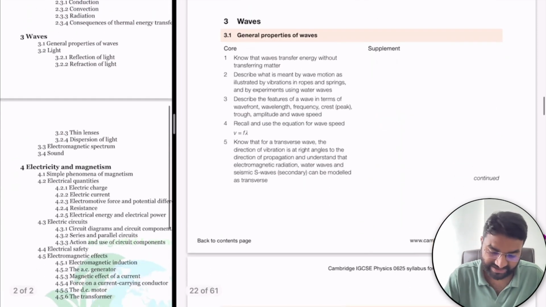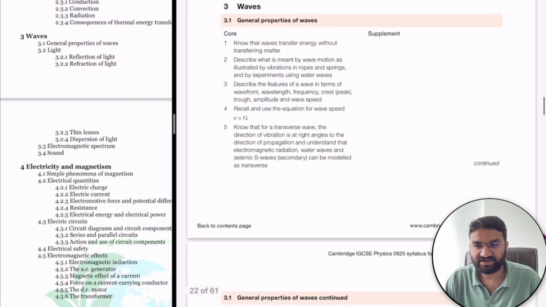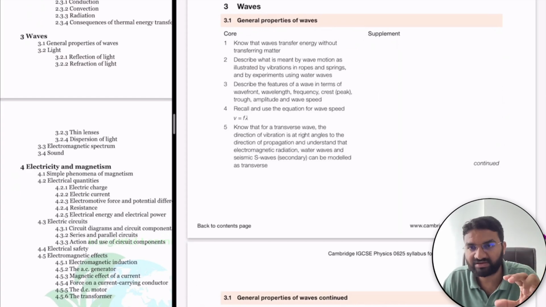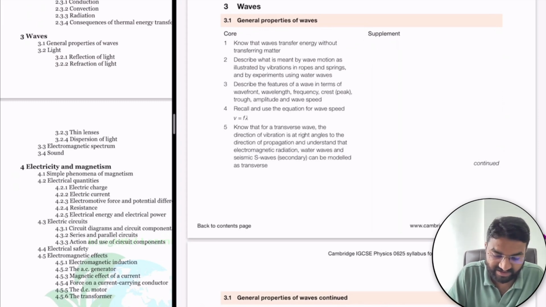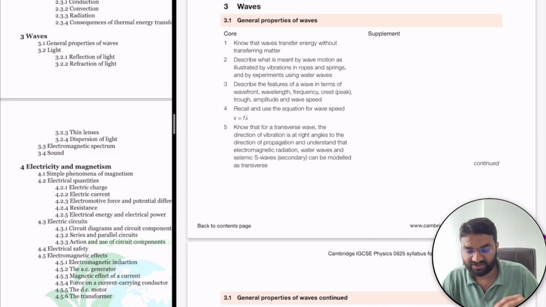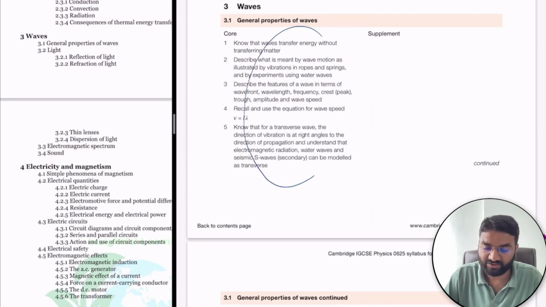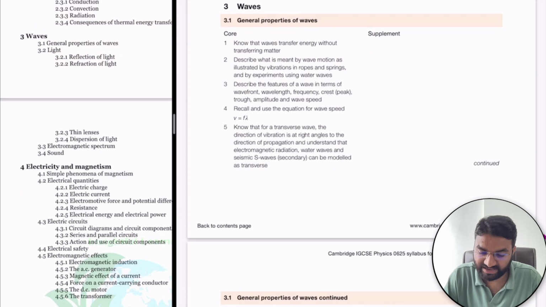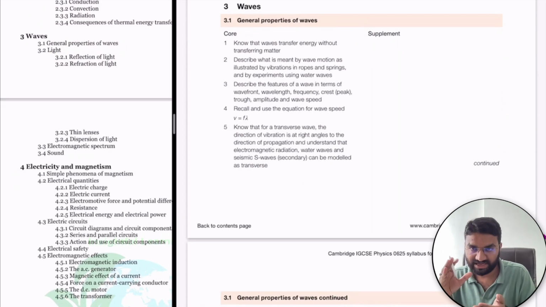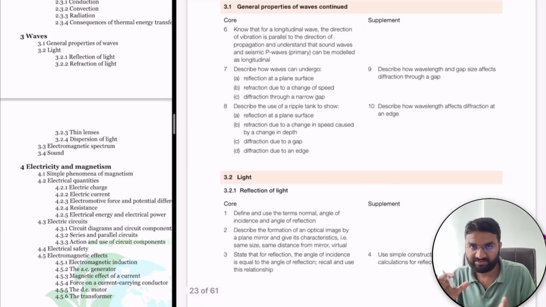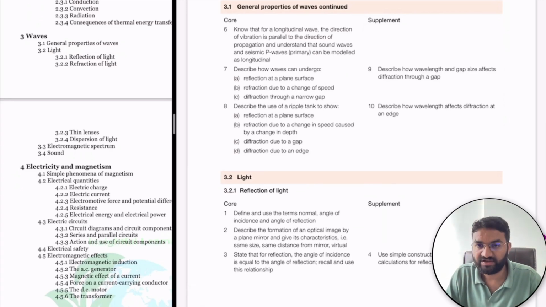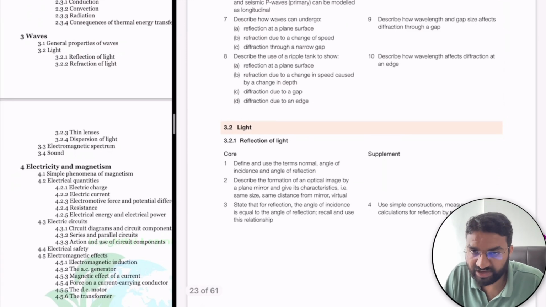Then the next one is waves. Waves is a short and sweet topic, but here also you will have some theory and some numericals. Here you have just 4 topics: general properties of waves, light, the electromagnetic spectrum and sound. In the general properties of waves, both core and extended students have basic waves and their properties. Then you also have to understand different forms of waves: P waves, S waves, longitudinal waves, transverse waves, and their differences.